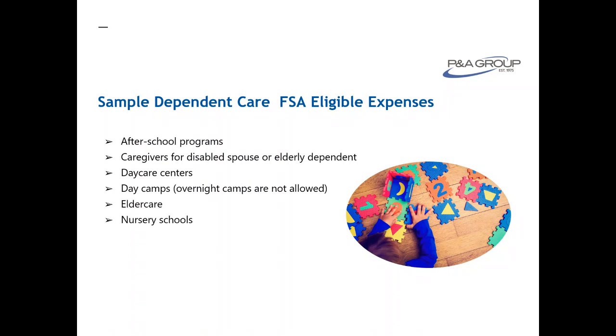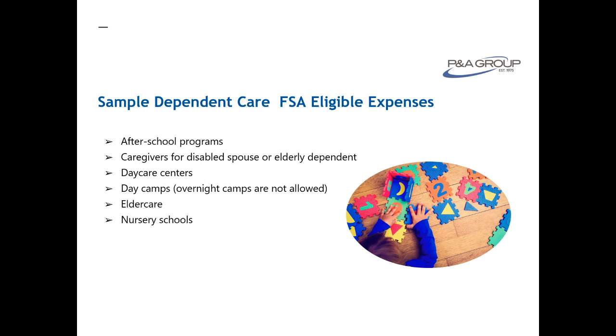Some sample dependent care FSA eligible expenses: after school programs, caregivers for a disabled spouse or elderly dependent. It's important to note on those two that if they are disabled or an elderly dependent living with you, you need to claim them as a dependent on your tax return. That's the qualifier to make sure that they are eligible to spend this money on. Obviously, daycare centers for children up to the age of 13, day camps. Overnight camps are not allowed.